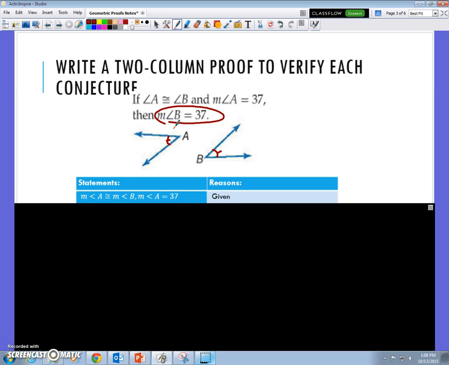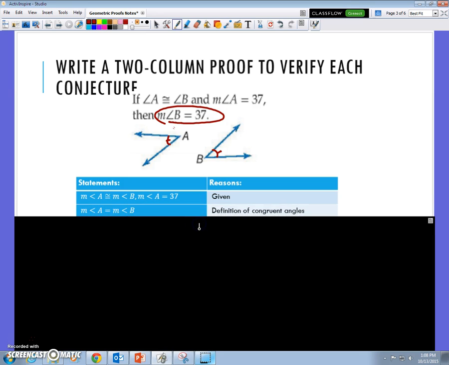All right. Now, in order to prove this, I need to know what congruent means. So I'm going to say this: because I know that the measure of angle A is congruent to the measure of angle B, I know that the measure of angle A has to also be equal to the measure of angle B. And that's just the definition of what congruent means. Definition of congruent angles. So instead of congruent, we're going to write it as equal.